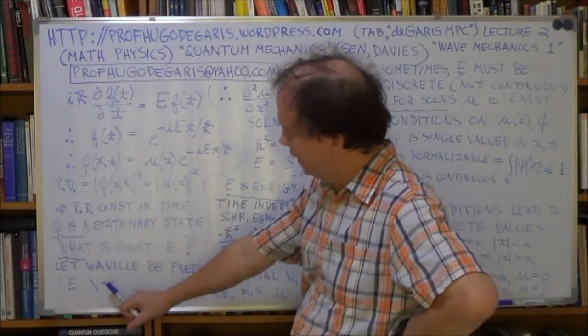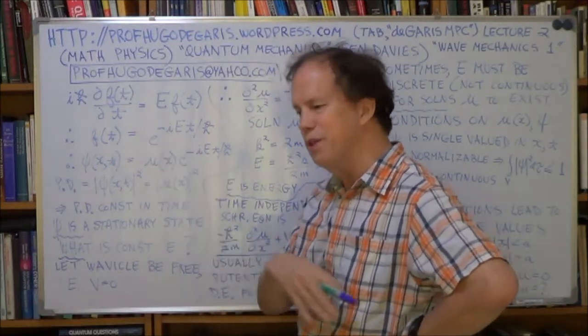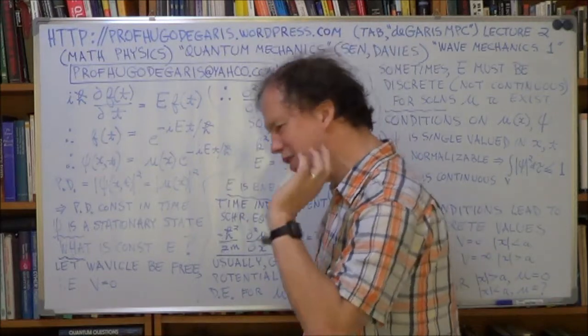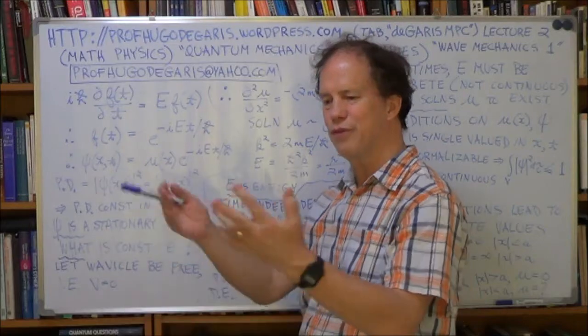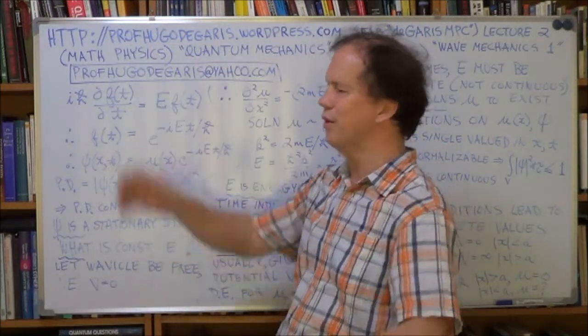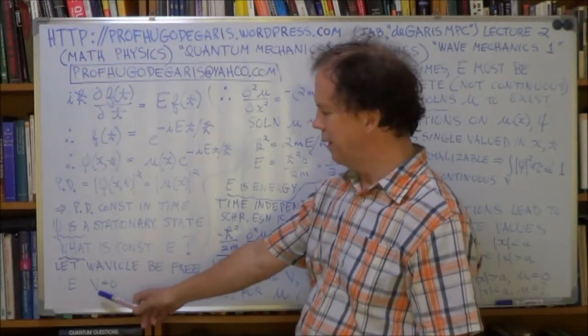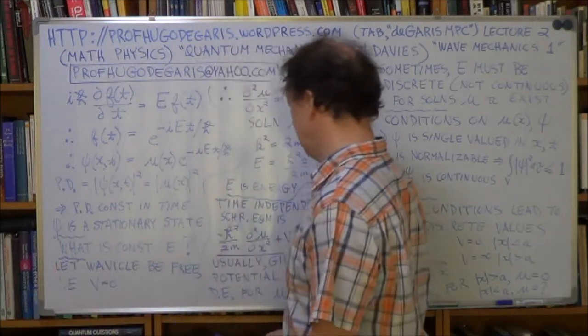All right. Okay, so let the wavicle be free. In other words, there's no potential applied to it. There's no electric field, no magnetic field, no gravitational field. There's no field at all. It's just free to do what it likes. It just roams free. So in other words, the potential on it is 0. Okay. We're doing this just to simplify things.